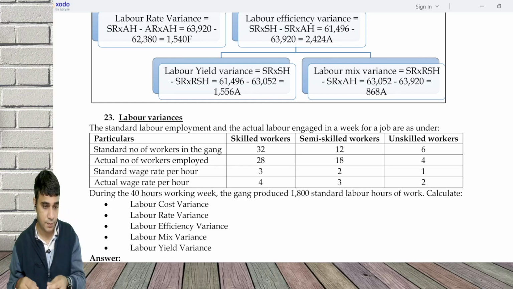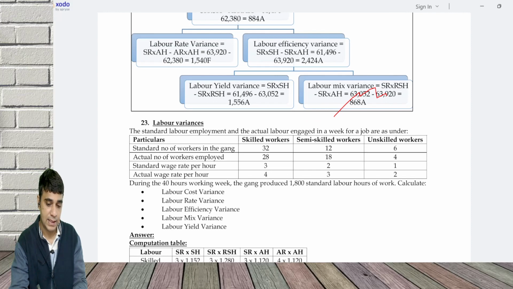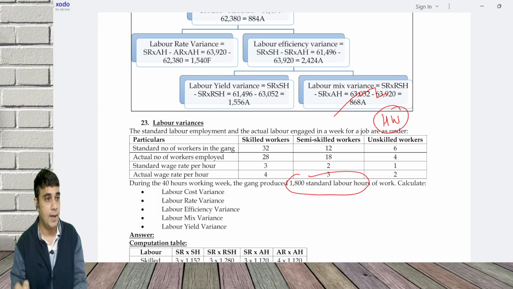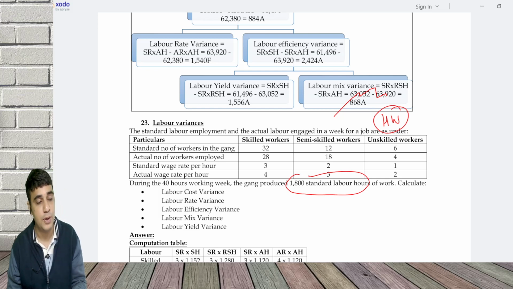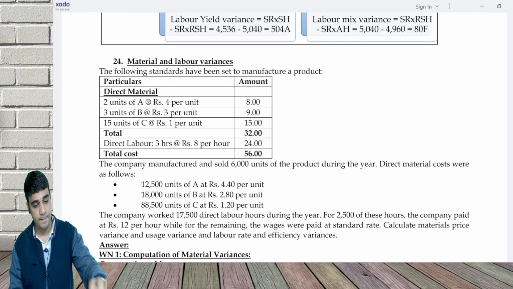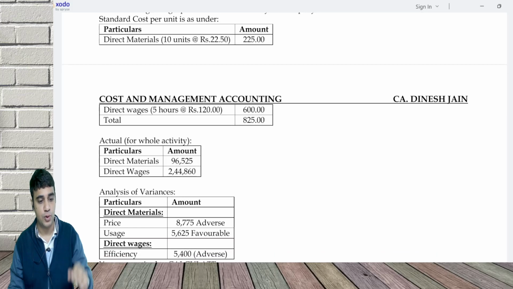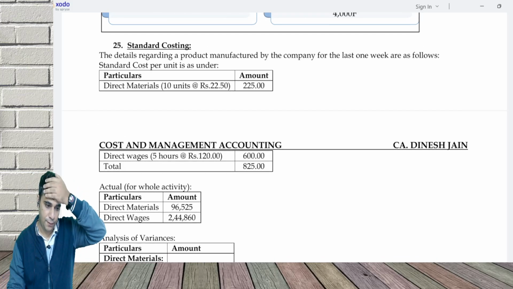23 is homework. This is the only question where the standard hours is directly given, so there's no calculation here. SH is directly given. The gang produced 1800 standard labor hours of work. They would have worked for more number of hours, but the standard time is 1800. I'll come back to 24. I'll see if needed, we'll solve it. Go through 25.